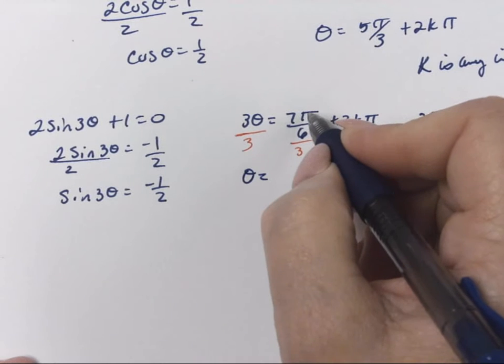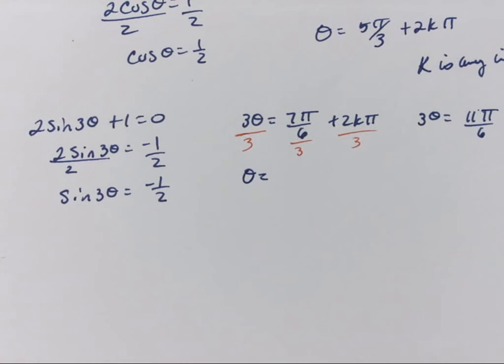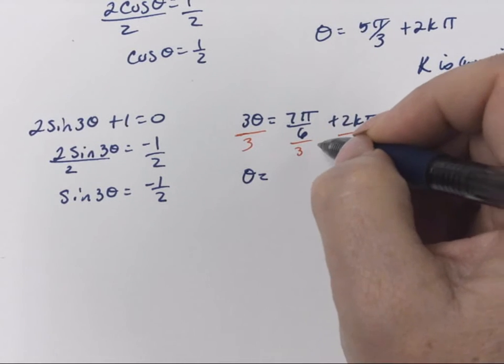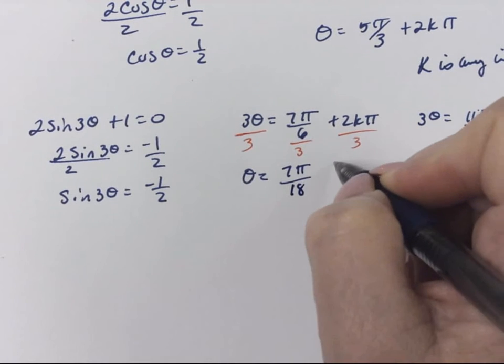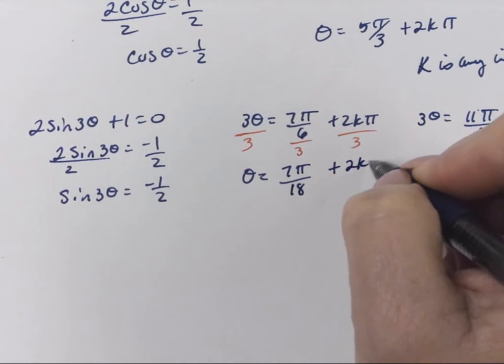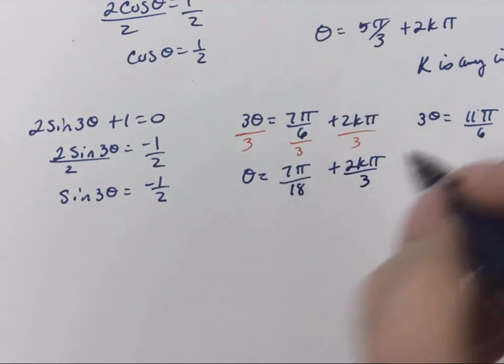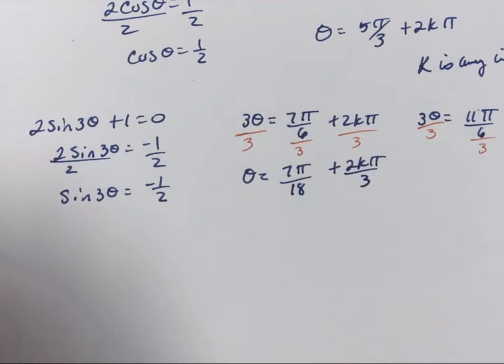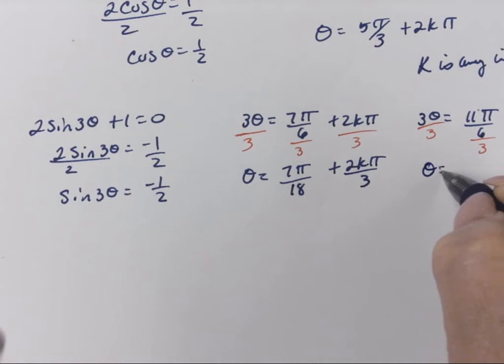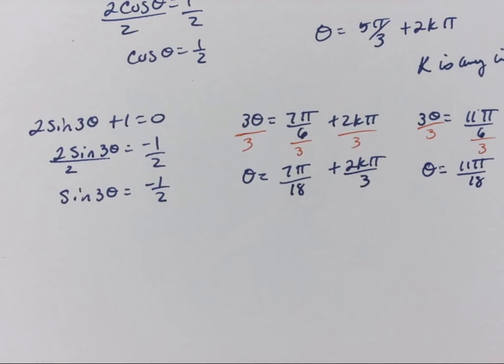Theta is now equal to 7 pi over 6 divided by 3. And again, we don't divide by fractions, we multiply by reciprocals. So we would multiply by 1/3. So we'd end up with 7 pi over 18 plus 2k pi over 3. We'll do the same thing on this side. We'll divide by 3. So we end up with theta equal to 11 pi over 18 plus 2k pi over 3.